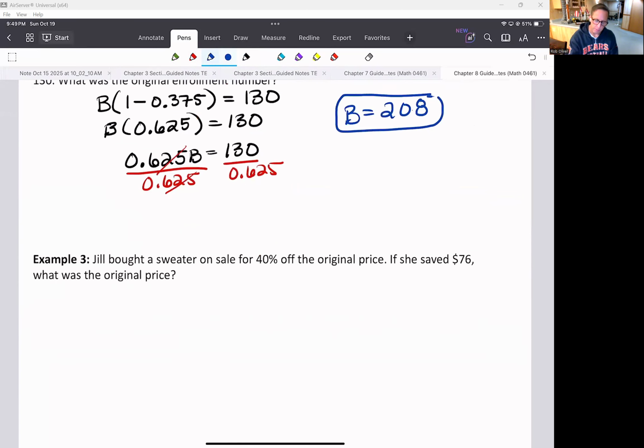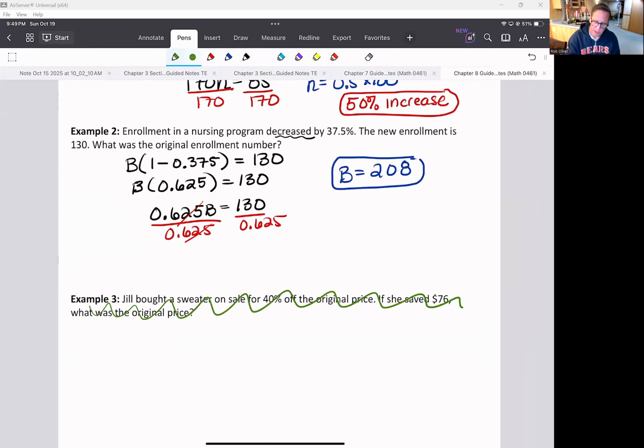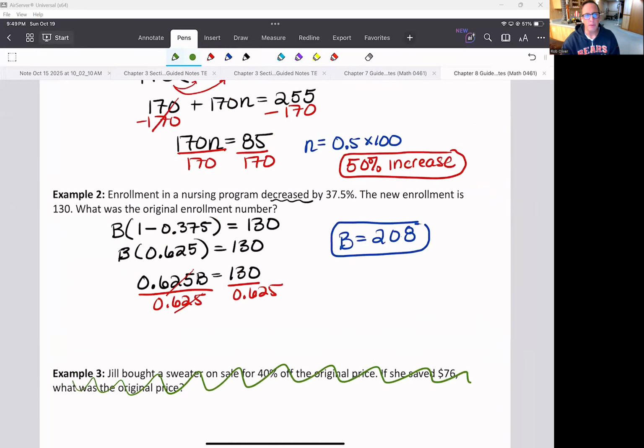And then I'm going to skip example 3 because that one really doesn't involve using this formula right here. So I'll stop there. We don't need to do the example. I think the first 2 examples did what we need to do. All right, that does it.